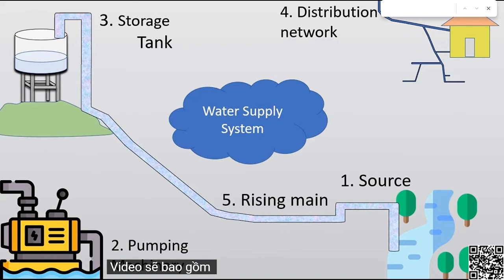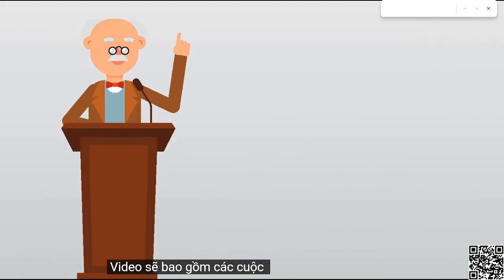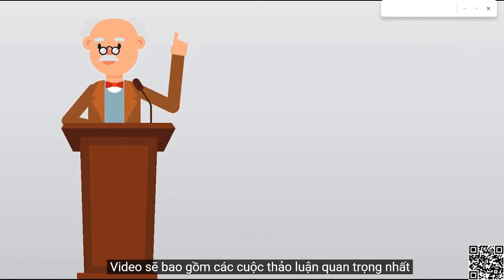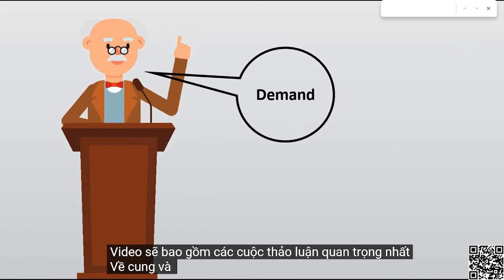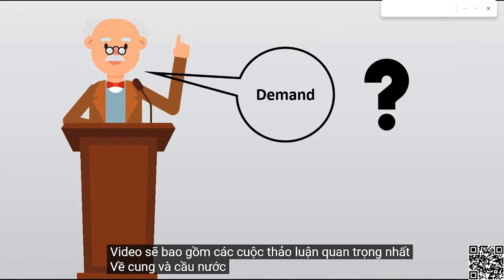In the next video we will cover rising main and distribution network. But before that we need to find out one parameter which is the most important parameter in designing of a water supply system, and it is demand. So what is demand and how to find that demand?